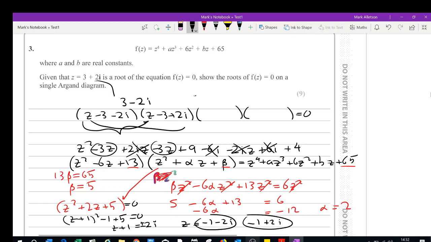So it said, show the roots of the equation on a single diagram. So you've got this root here and this root here. So z equals this, and z equals this, and those two. So on an Argand diagram, minus 1 is left, plus 2i is up to 2, and minus 1 minus 2i is left and down, and then 3 plus 2i is all the way along but up the same amount, and there we go. So you've got this one here, this one here, this one over here, and this one over here. It would make a rectangle because they're the same height, and that's it. Question 3 done.